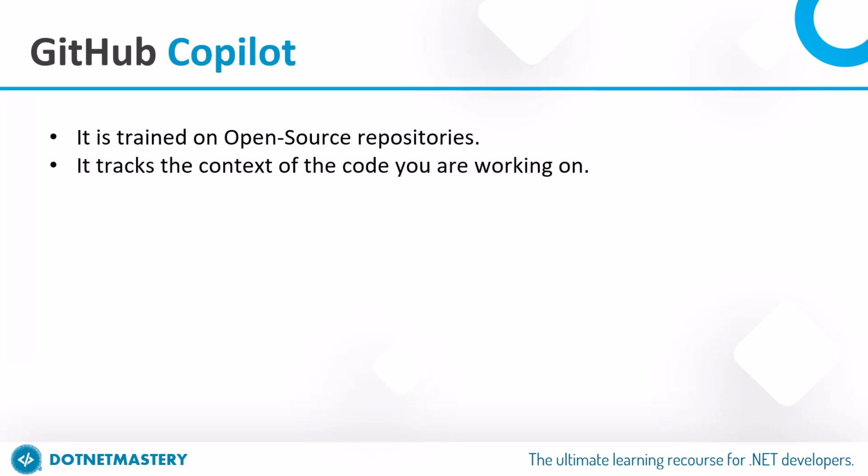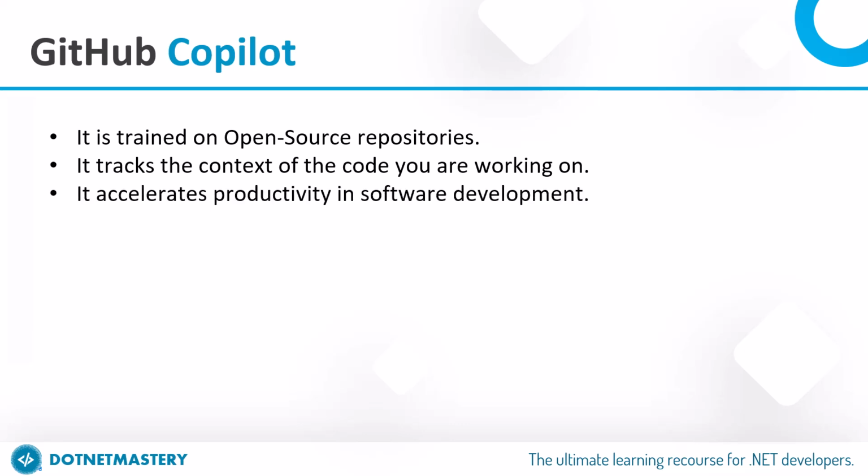It tracks the context of the code you are working on and the files you have opened. Based on that, it will provide meaningful recommendations. GitHub Copilot is designed to work seamlessly alongside developers and, as the name implies, with the role of a copilot serving as a coding companion that adapts to the developer's coding preferences and enhances the coding process, ultimately accelerating productivity in software development. GitHub Copilot has been a game changer in programming.